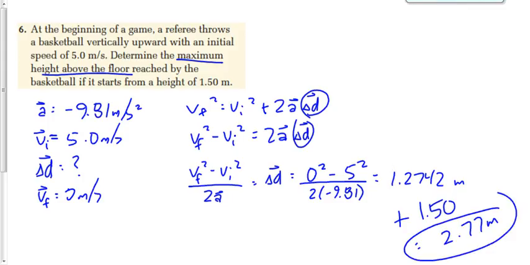2.77 meters. How many people got that? 2.77. Good. How many people got 1.27? You're well on your way, right? You just missed that last little bit of adding the initial height to it. Okay, that's one of those things where it's not so much a physics thing, but just a general awareness thing of what we're being asked and what we've already got given to us.